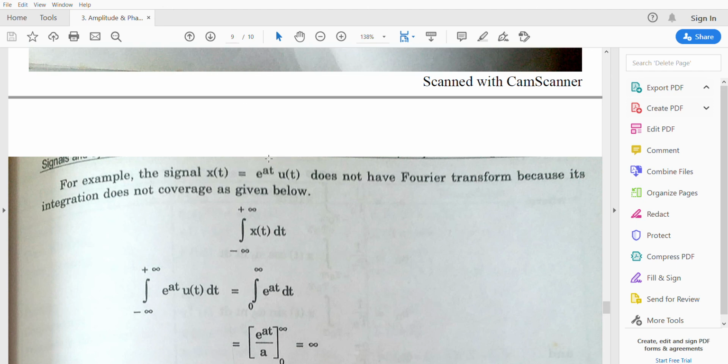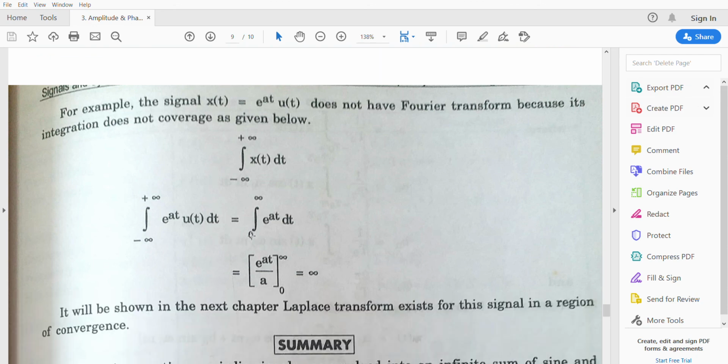and for this growing exponential, if we try to convert this signal into the frequency domain, it becomes the integral from 0 to infinity of e raised to a t. Why 0 to infinity? Because of u(t), which makes it a single-sided exponential, but it is growing. If we try to solve this integration, what output do we get? Infinity. As it's not absolutely integrable, and the integration output is not finite, we can't use the Fourier transform, and for such a type of signal we have to use the Laplace transform.